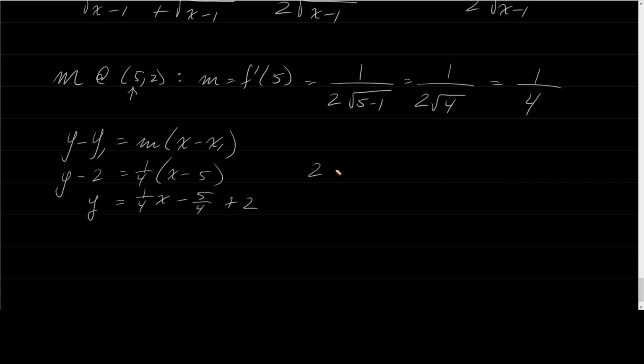But notice here that 2 is equal to 8/4. And the reason I want that is because I want to combine it with this negative 5/4. So I have 1/4 x, well, negative 5/4 plus 8/4 is positive 3/4. And that is the equation of our line. All right, y equals 1/4 x plus 3/4.